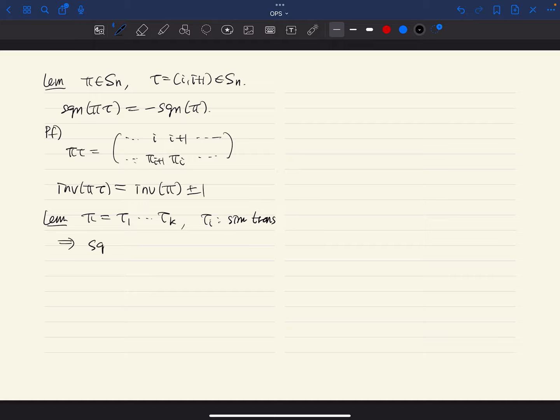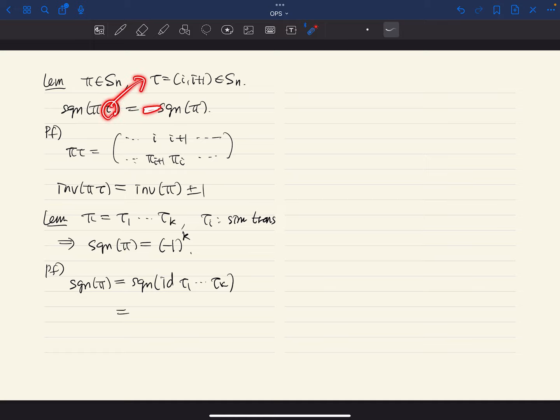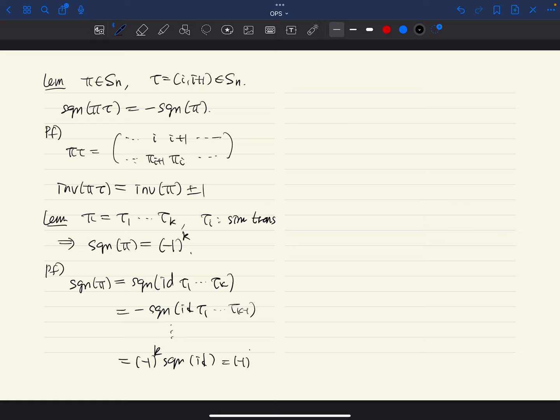then the sign is minus 1 to the k. Yeah, the proof is not difficult. We want to consider the sign of tau 1 through tau k. And we can say that there is an identity over here, because it doesn't matter. I think it's better if I use the identity over here. Then you can move this outside, then multiply by minus, right? So this is minus the sign of tau 1 through tau k minus 1. You do this, then you get minus 1 to the k times the sign of the identity, but the sign of the identity is 1, so it's simple like that.